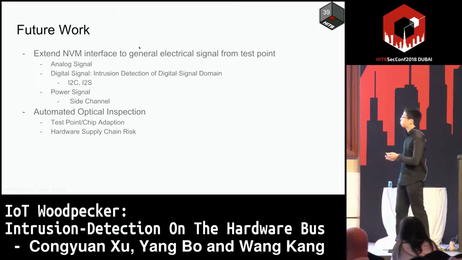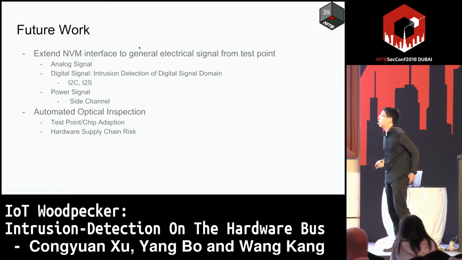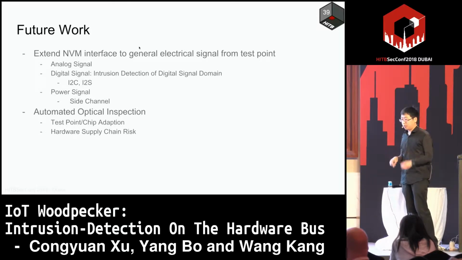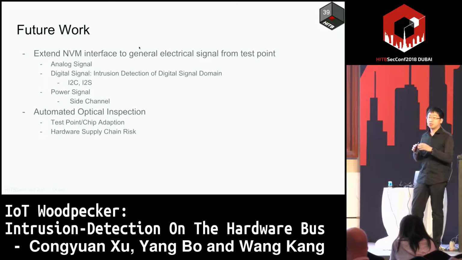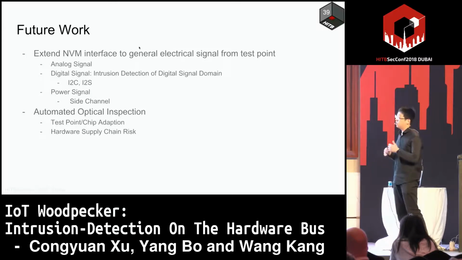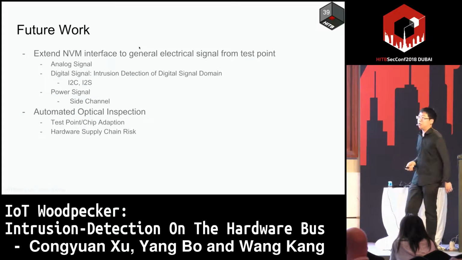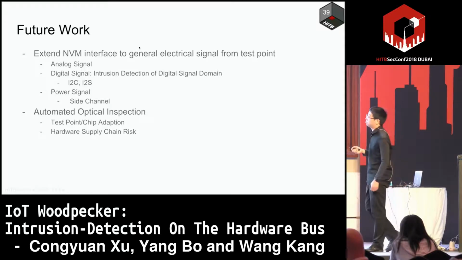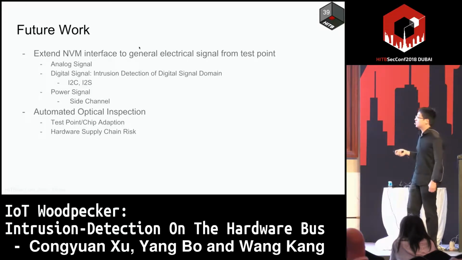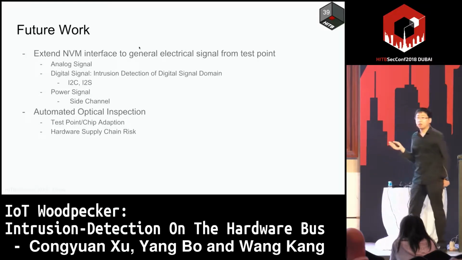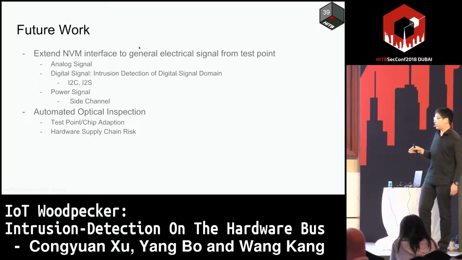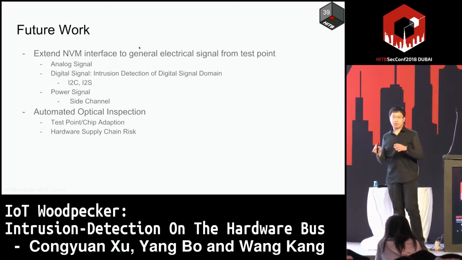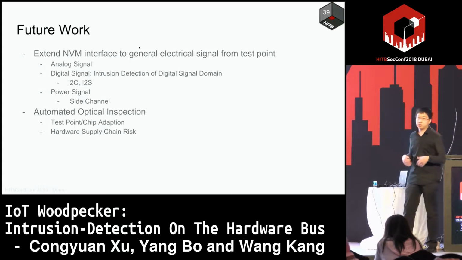And a second point is automated optical inspection, because in order to implement this kind of monitor, we need to find the test points or know which pin of the chip we need to monitor. But actually, the chips are enumerable, so maybe some automated way can be used. And using that kind of method also avoids the risk in the hardware supply chain. If your vendor, your manufacturer is adding something you don't want to the printed circuit board, you will be able to know that.